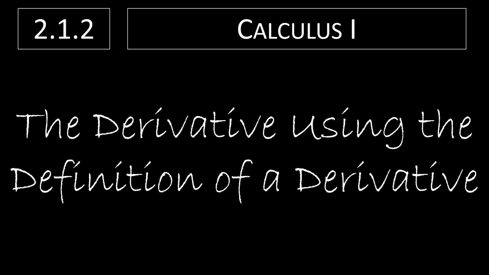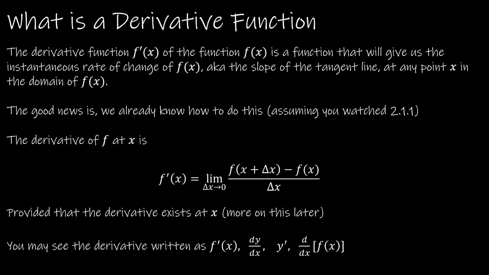We will finish up section 2.1 with the derivative using the definition of a derivative. So what exactly is a derivative function? A derivative function, which we're going to denote f prime of x, of the function f of x, is a function that will give us the instantaneous rate of change, or slope of the tangent line, at any point x in the domain of f of x.